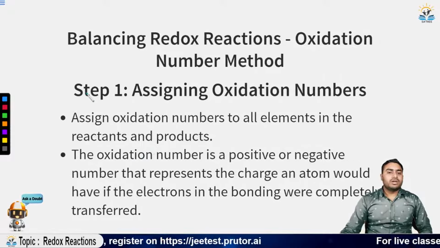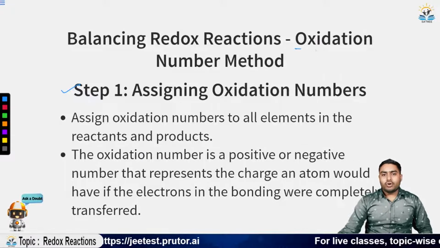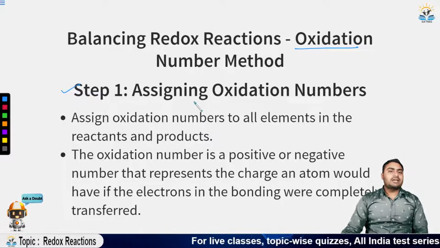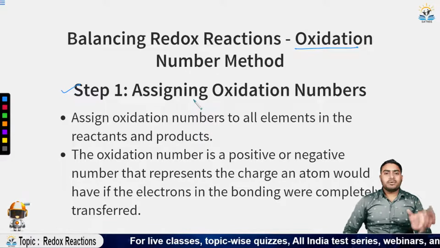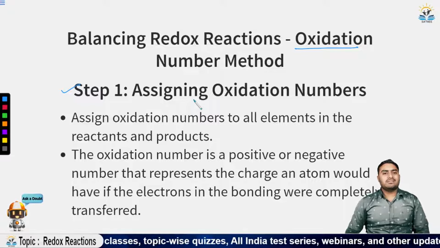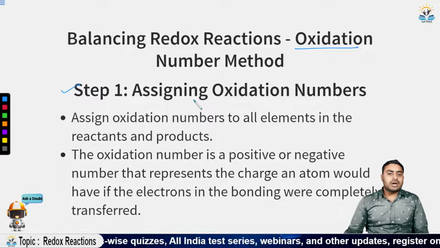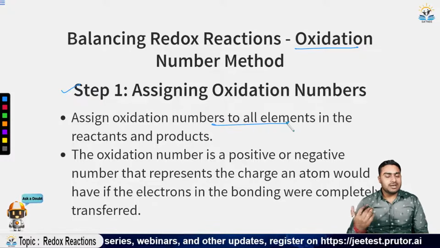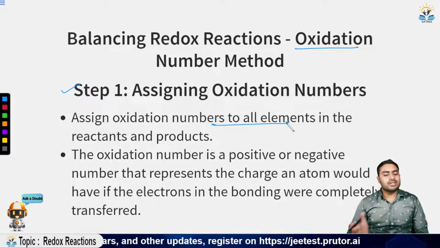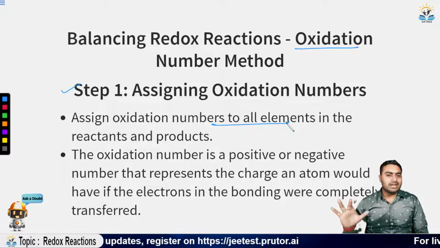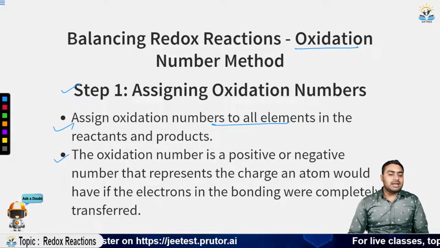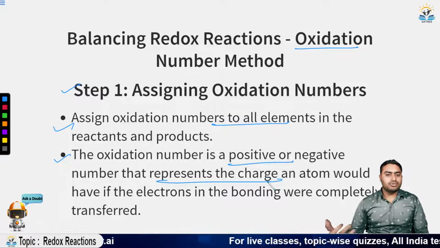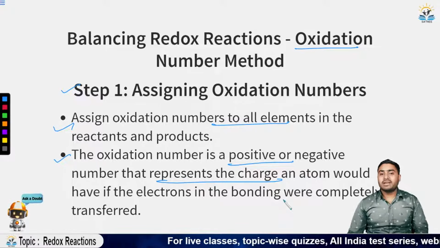The first step in the oxidation number method is assigning oxidation numbers. Assigning oxidation numbers will be the first step in both cases, in the ion-electron method as well as in the oxidation number method. So assign oxidation numbers to all the elements present in a particular reaction, on the reactant side or product side. The oxidation number is a positive or negative number that represents the charge an atom would have if the electrons in the bonding were completely transferred.